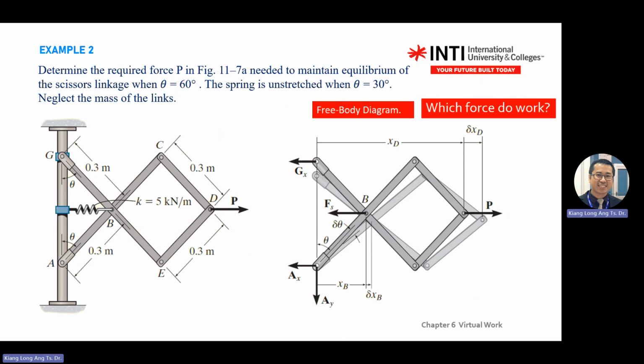Again, why do we not find the distance of G? Because it doesn't do work. So you can still go and find the distance, but it doesn't make any contribution to the answer.